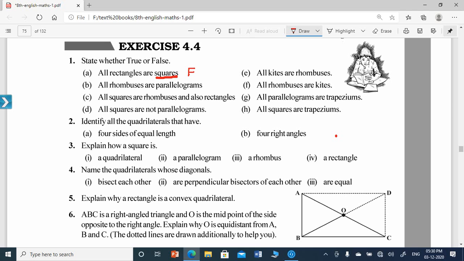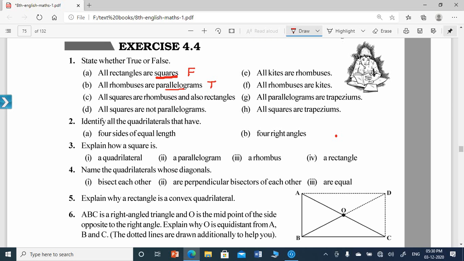Second one, all rhombuses are parallelograms. What is the main property of parallelogram? Opposite sides are parallel. To become a parallelogram, opposite sides should be parallel. In rhombus, opposite sides are parallel. Therefore, all rhombuses are parallelograms. This statement is true, because in rhombus, opposite sides are parallel, and rhombus is one type of parallelogram. Rhombus is also a parallelogram.